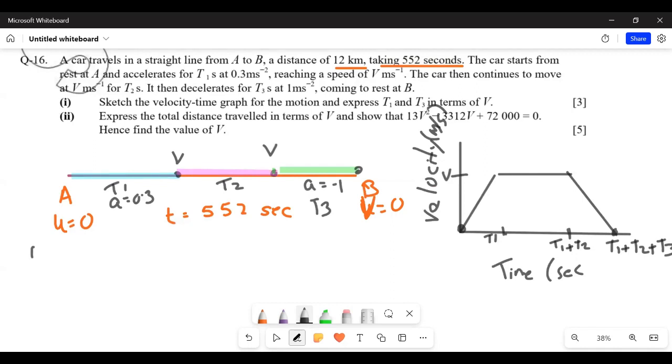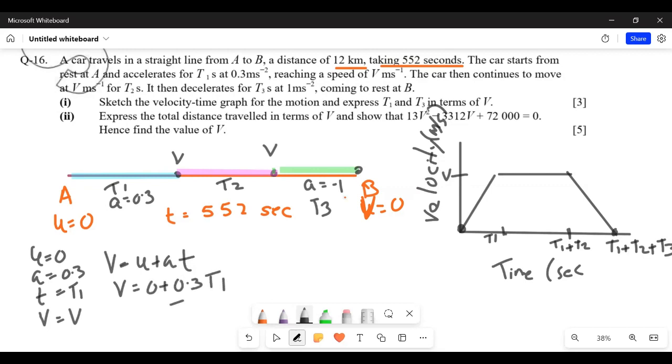So what do I know? That U is 0, A is 0.3, time is T1, and V is just V. So which equation of motion can we use here? V equals U plus AT. So capital V equals 0 plus 0.3 T1. So T1 is V upon 0.3. So later I'll replace this T1 with V upon 0.3 in the figure.